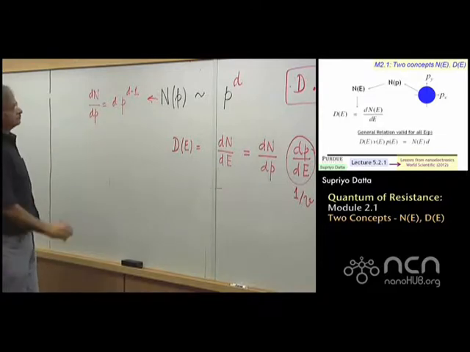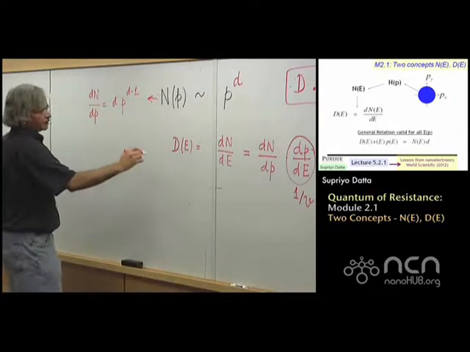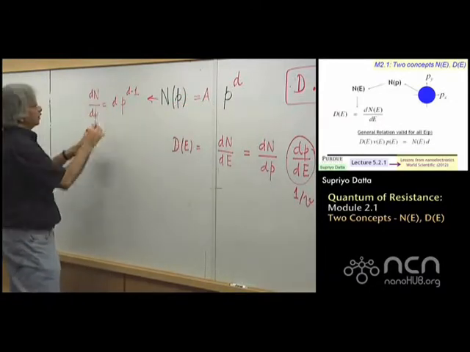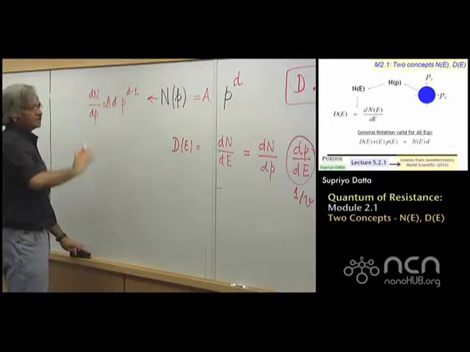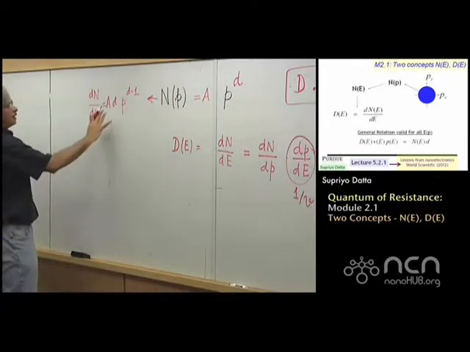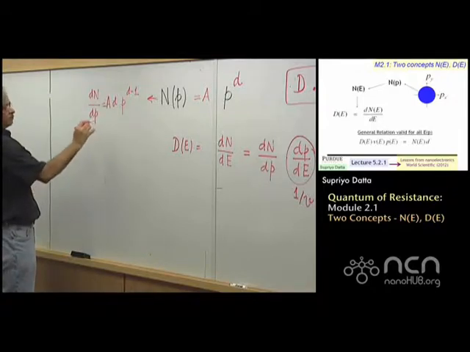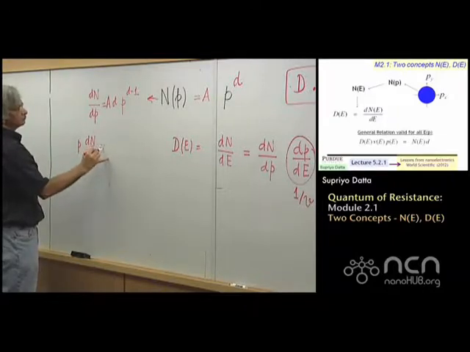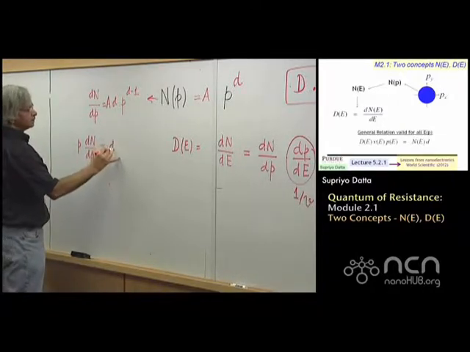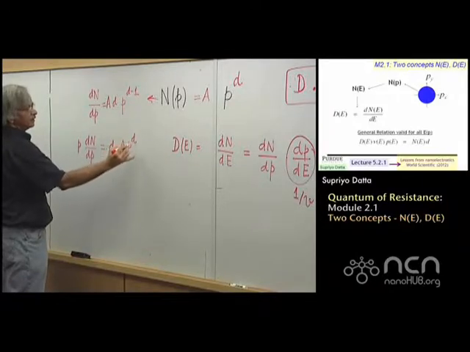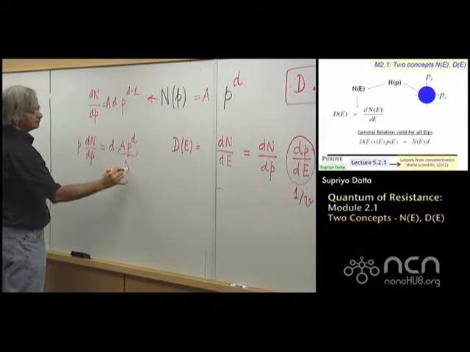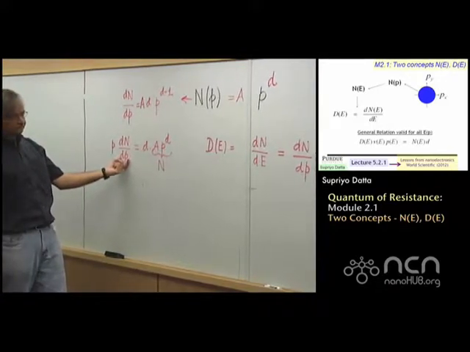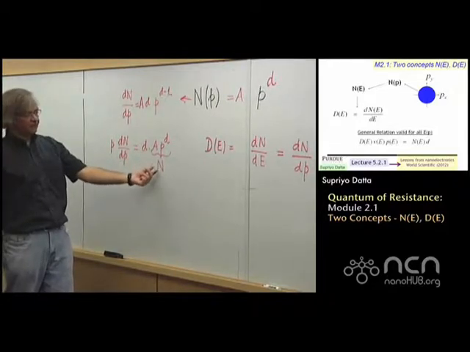So what that means is, again, I guess this is proportional. So let's say there is some constant here, A. So here also I'll put some constant A. A is just some constant we don't need to know. Now if I multiply both sides with P, we'll get d times A P to the power d, and that again is N. So the bottom line is that P times dN dP is equal to d times N.